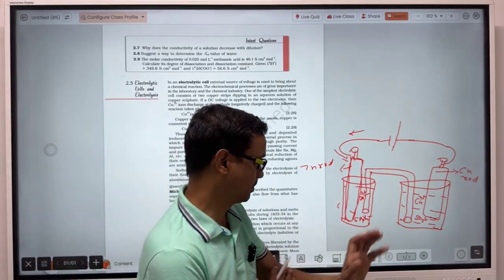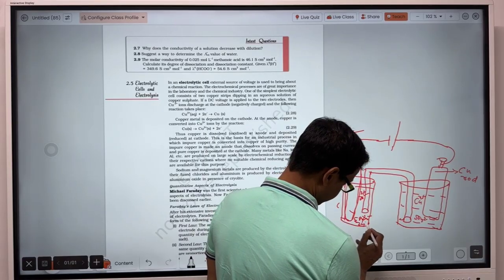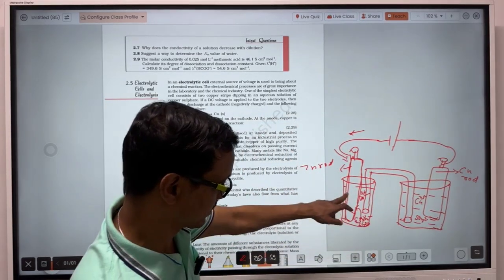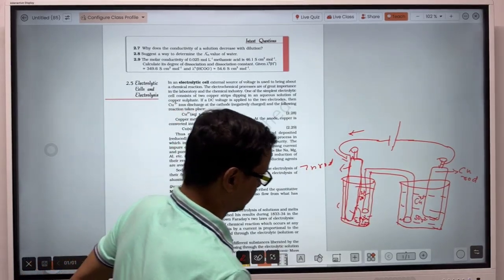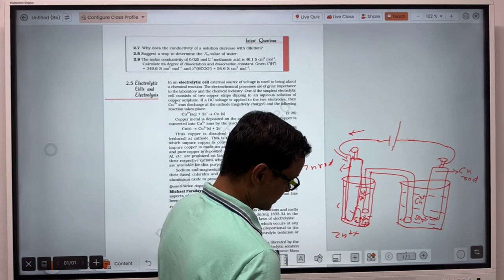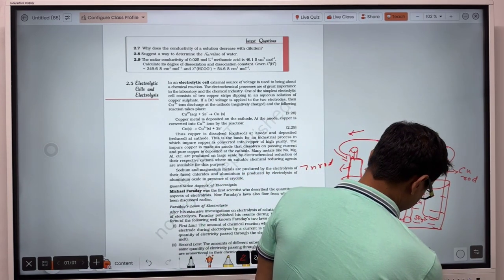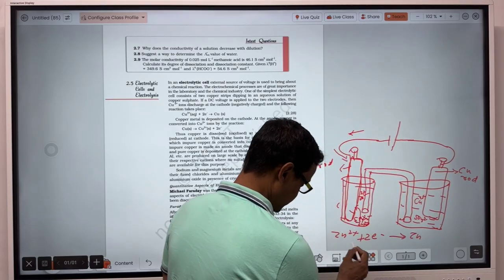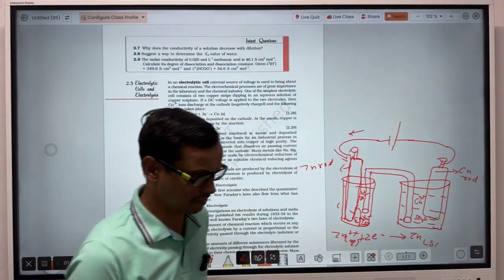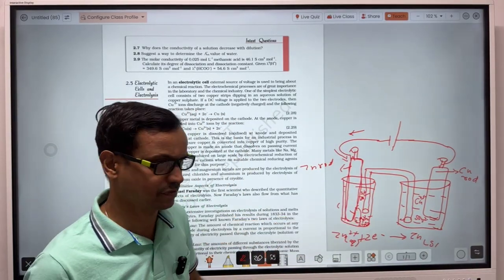What will happen here during that course? The Zn2+ ion, which is present inside the solution, will get attracted towards this side, and then this Zn2+ will take 2 electrons and convert into zinc atom. So zinc ion initially was in aqueous state, and here it will come in the atomic state. So zinc will get deposited.